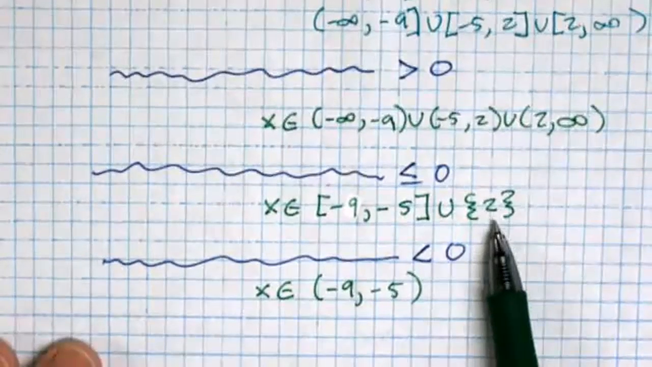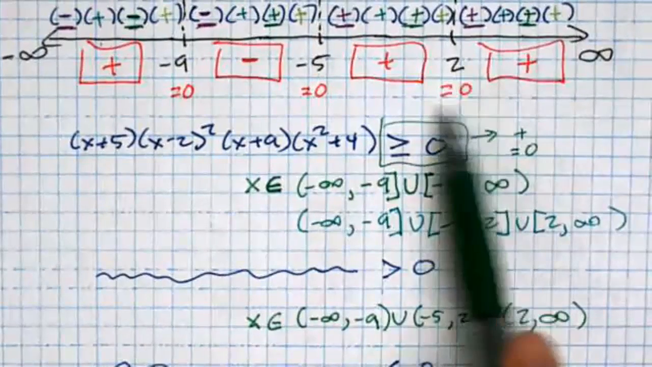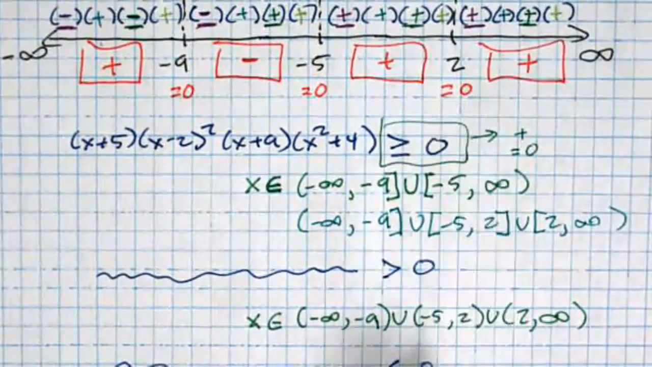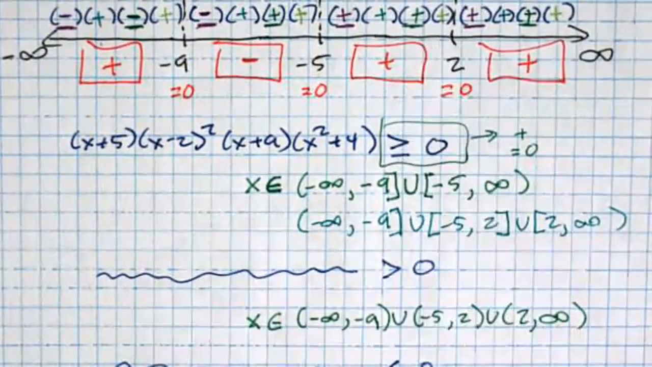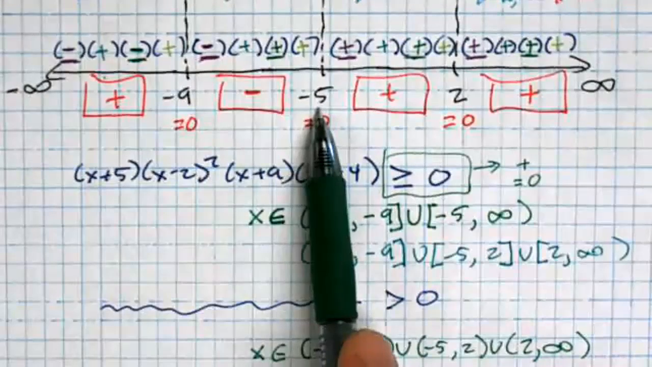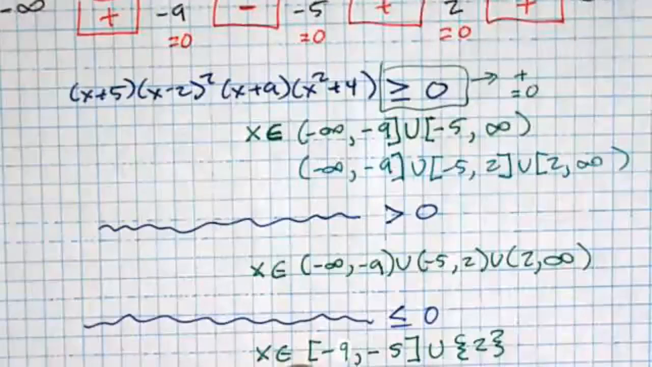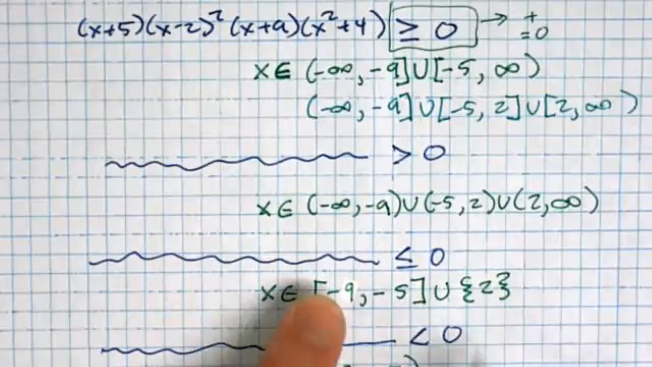Do we see why we had to include 2 this time around for this one? Because it's equal to 0. And that's why I think it's useful to write equal to 0 underneath it. Greater than or less than or equal to 0. This has to be part of our solution. The -9 and the -5 also have to be part of our solution, but we took care of that with the square brackets. We had to throw the 2 in though as well because it wasn't part of any interval.